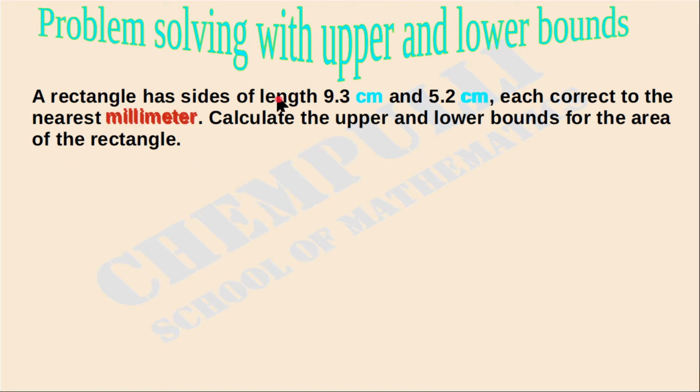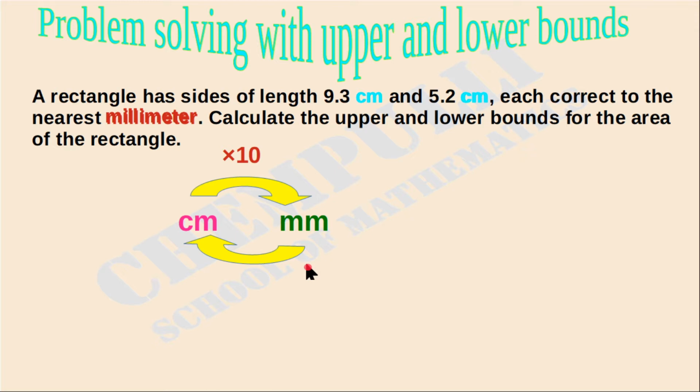In this question, you can check the length and breadth. These two values are given in centimeters, but the other part, correct to the nearest millimeter, is in millimeters. That means these two parts are in different units, so first we have to change them into the same unit. For that, we are going to change millimeters into centimeters. We know that to change centimeters to millimeters we multiply by 10. To change millimeters into centimeters, we divide by 10.